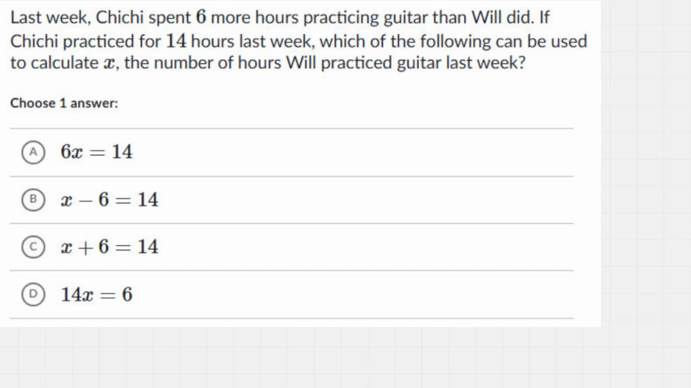Today we're going to be working on linear equation word problems. Here, for example, we have the problem stating: last week Gigi spent 6 more hours practicing guitar than Will did. If Gigi practiced for 14 hours last week, which of the following can be used to calculate X, the number of hours Will practiced guitar last week?